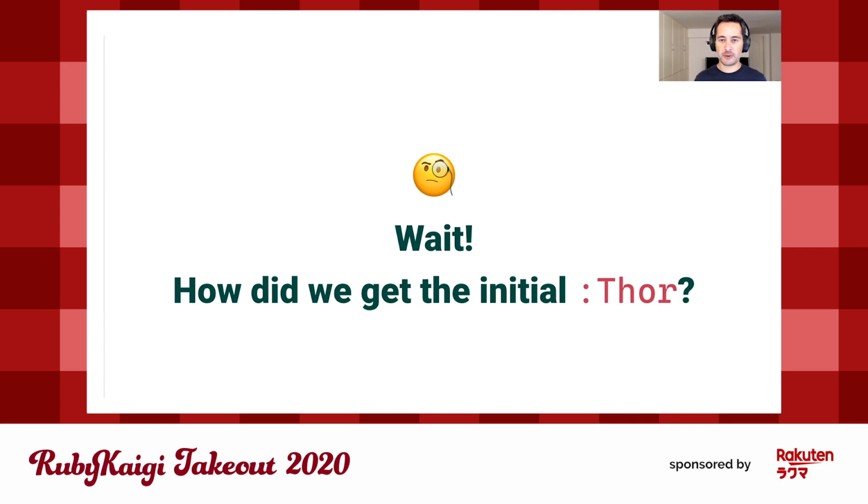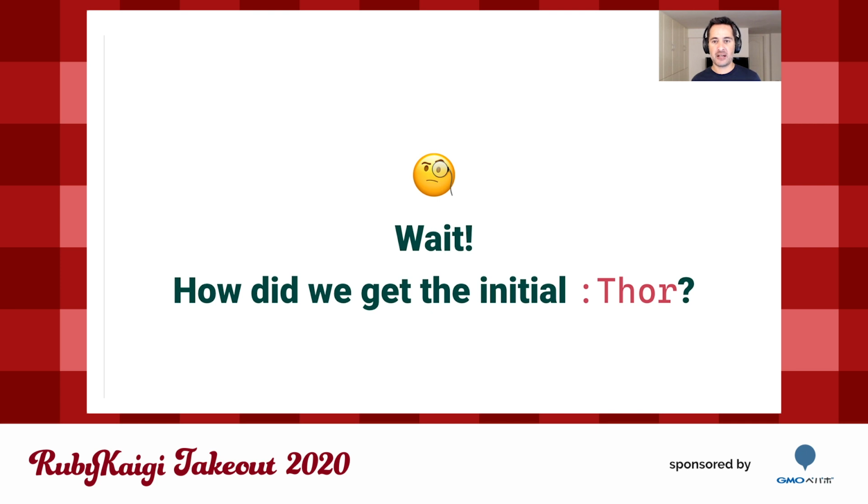And the observant people in the audience will say, wait, you said this is going to be totally automated. You said there wasn't going to be any external inputs into the whole process, but how did we get the initial Thor symbol, right? We supplied the initial Thor name to start this whole chain, but where did that come from? This is a bootstrapping question, and it's a really legitimate question.